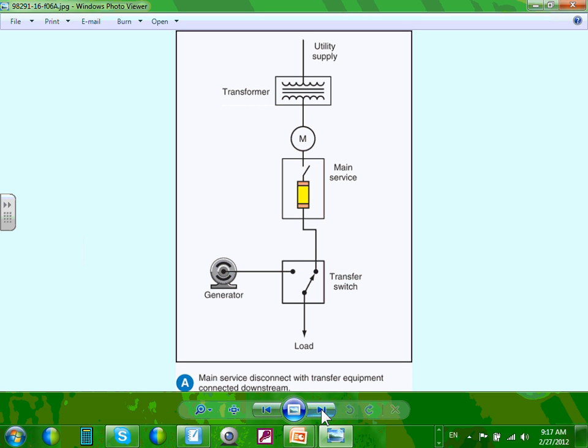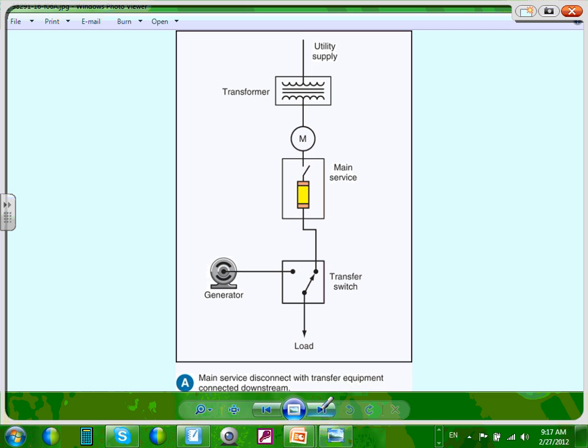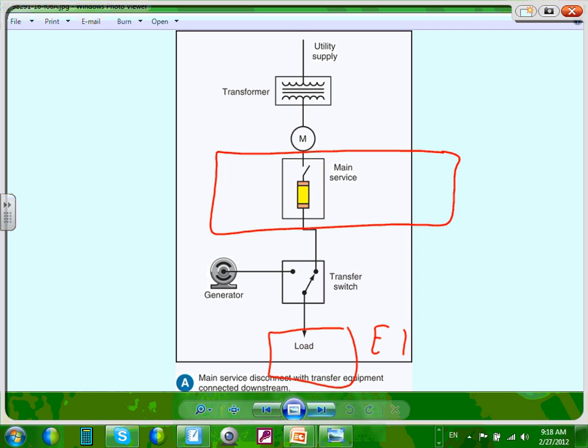Okay, if you have an emergency generator, guys, here's one way of doing it. These are all in your book. This is a service disconnect with transfer equipment connected downstream. One way of putting your transfer switch is you put your main panel here, and downstream you feed this, which will be your emergency panel, right? And I'm only feeding the emergency panel. You can do that, no problem. That's only picking up the emergency panel.